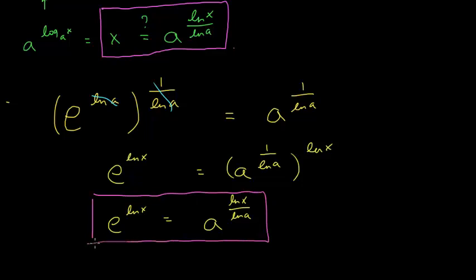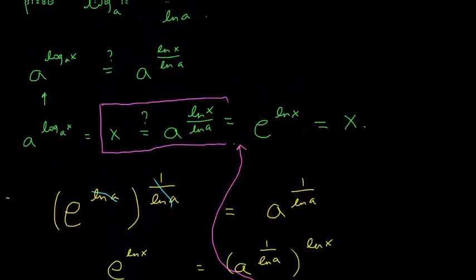And now let's look at why. Let's take this result and plug it in right up there. A to the natural log of x divided by the natural log of a, let me erase this, is exactly equal to, because of what my work has led me to, e to the natural log of x. But what is e to the natural log of x? Oh, that's x. And we've proved our desired result.